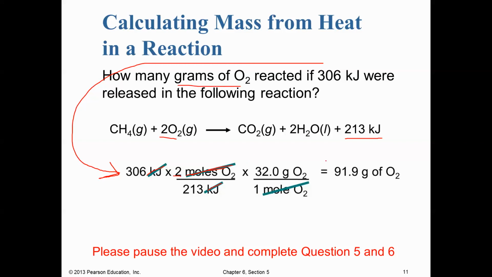And so we end up with 91.9 grams of O2. So there's one in the reverse direction.